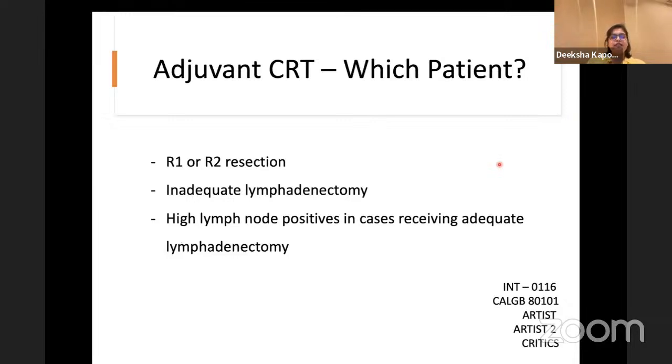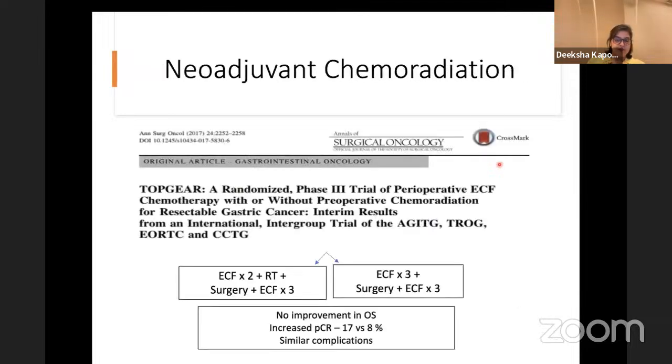Then the next question comes, adjuvant chemoradiotherapy is required in which patient? This is again extrapolated data from a lot of these studies, the SWOG intergroup 0116, CALGB, ARTIST-1, ARTIST-2, CRITICS, and even the Dutch trial, that for R1, R2 resection, inadequate lymphadenectomy, and even if a good lymphadenectomy has been done and the lymph nodal burden is high, there is some benefit of giving radiation to take care of the local recurrences.